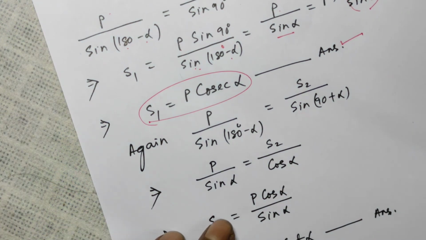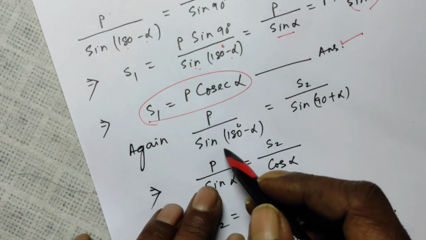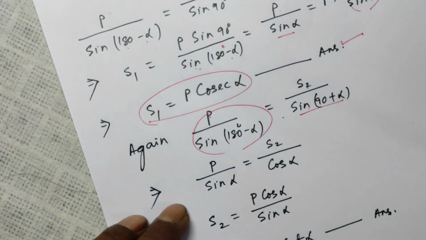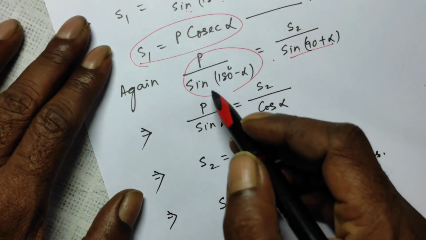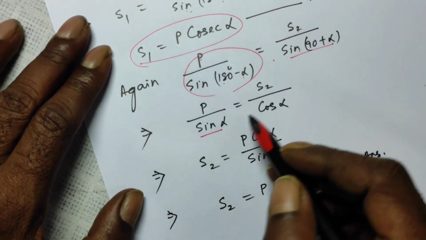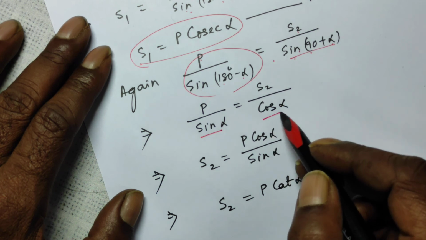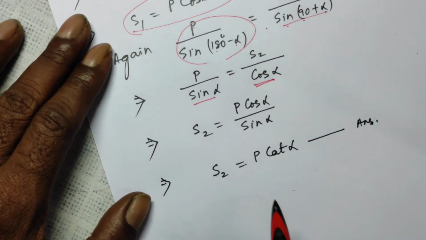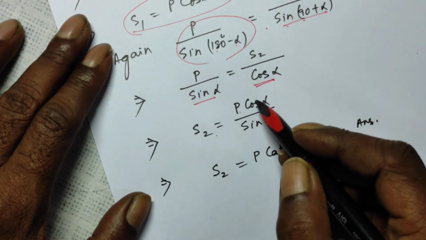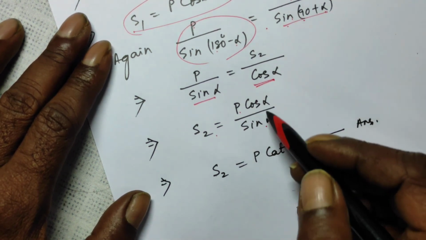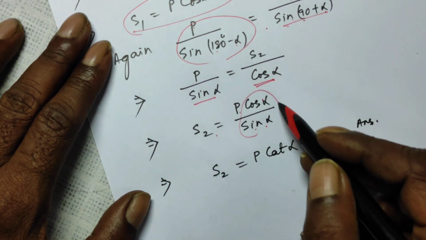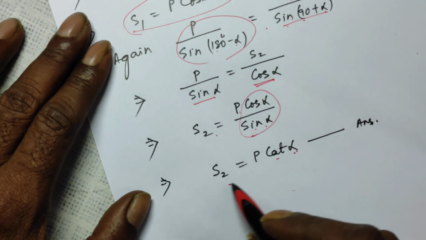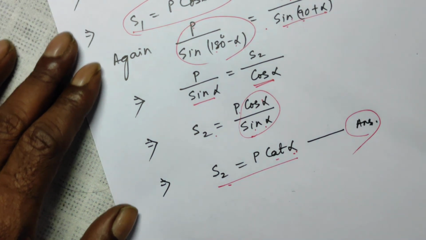And if you take the equality P over sine 180 degrees minus alpha is equal to S2 over sine 90 plus alpha, from trigonometry we know sine 180 minus alpha is sine alpha, and sine 90 plus alpha is cos alpha. So if you cross multiply, S2 is equal to P cos alpha over sine alpha, and cos alpha over sine alpha is nothing but cotangent alpha, cot alpha. So S2 is equal to P cot alpha, which is your second answer.